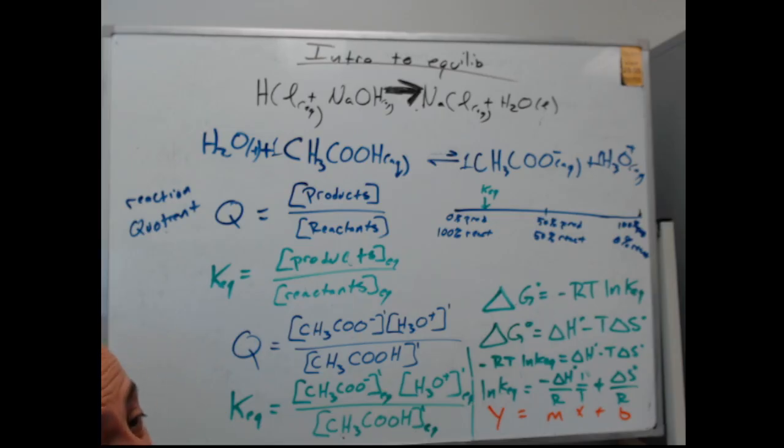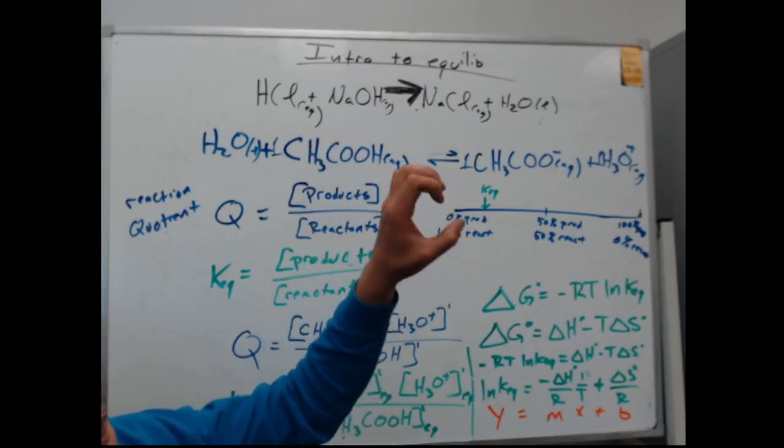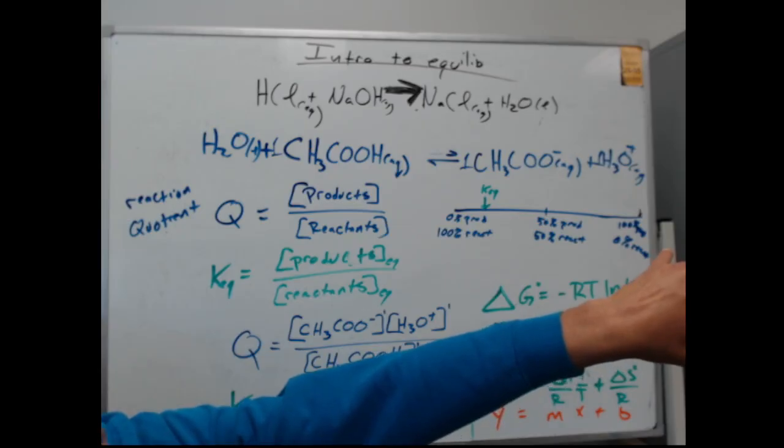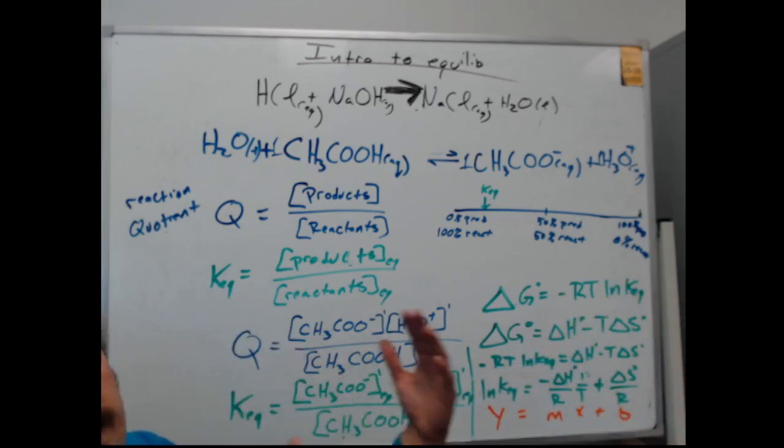Usually we set it up so the math is easier, but if you want to do harder math, you can set it up the opposite way, and it works fine too. Right? Ksp is going to be specifically solid going into water makes ions. Right? Not ions making solid, solid making ions. Again, it's equilibrium. It can go both directions.